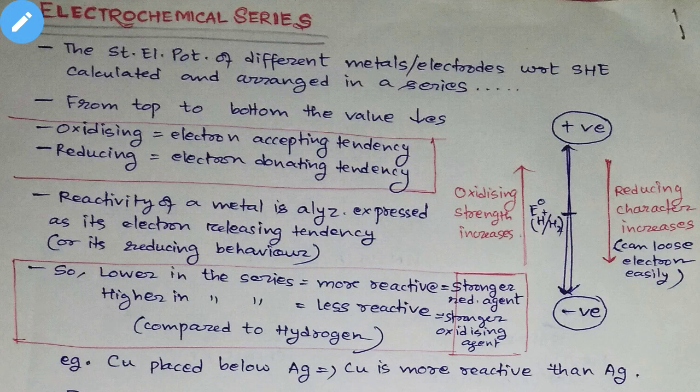So I hope it is clear what the electrochemical series is. Once we know that, we will go into the detail of why we need this electrochemical series, what its use is, and what observations we can make by looking at it. The electrochemical series is nothing but the arrangement of the metals with their calculated standard electrode potential, arranged in comparison to the standard hydrogen electrode. Now I am going to show you the electrochemical series.